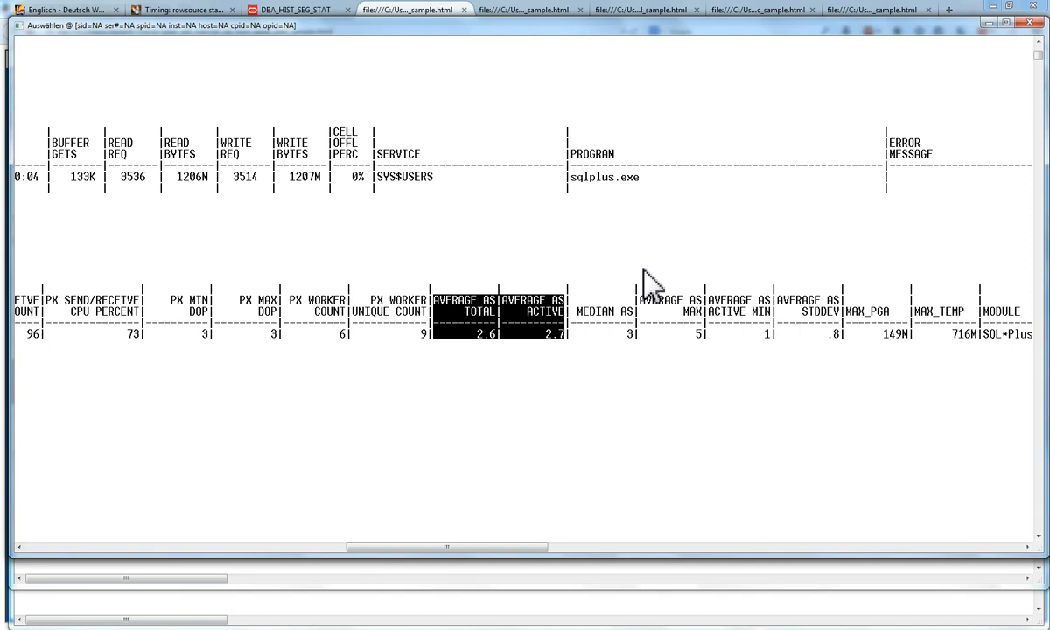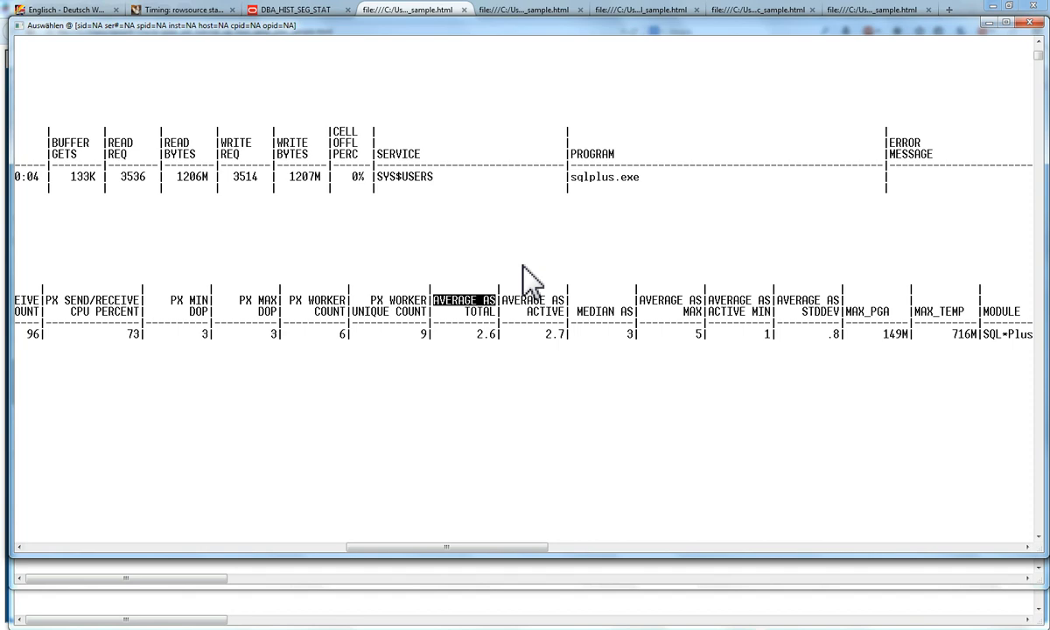Then, to give you an idea about the distribution of work, I provide here such averages, and this means average active sessions: average active sessions total, and average active sessions active. Again, this differentiation between total and active is about the total average active sessions being across all sample points from first sample to last sample.